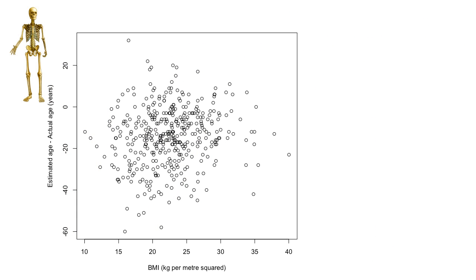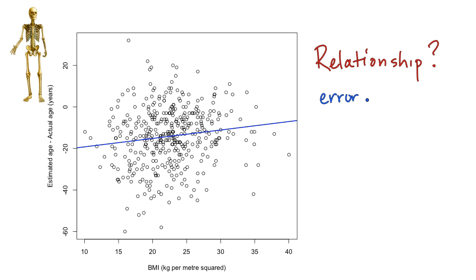Now let's look at a scatter plot of error in age estimation and BMI. This scatter plot is pretty noisy, and it's not clear if there is a relationship. But if we use the method of least squares to estimate the equation of the line that might describe this relationship, if there is one, we get that the estimated error in age estimation is 23.28 plus 0.41 times the BMI.